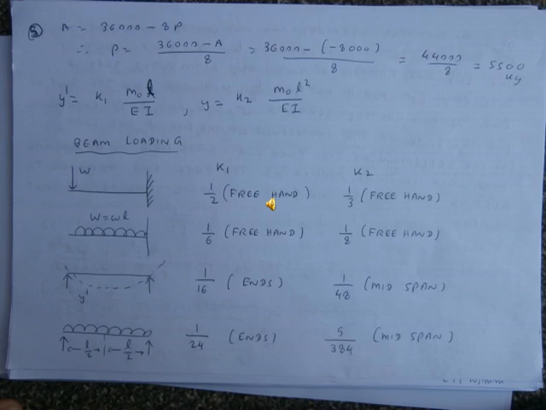Then we saw one problem: an initially straight and horizontal cantilever of uniform section and length L, rigidly built in at one end, carries a uniformly distributed load of intensity omega for a distance of L/2 measured from the built-in end.